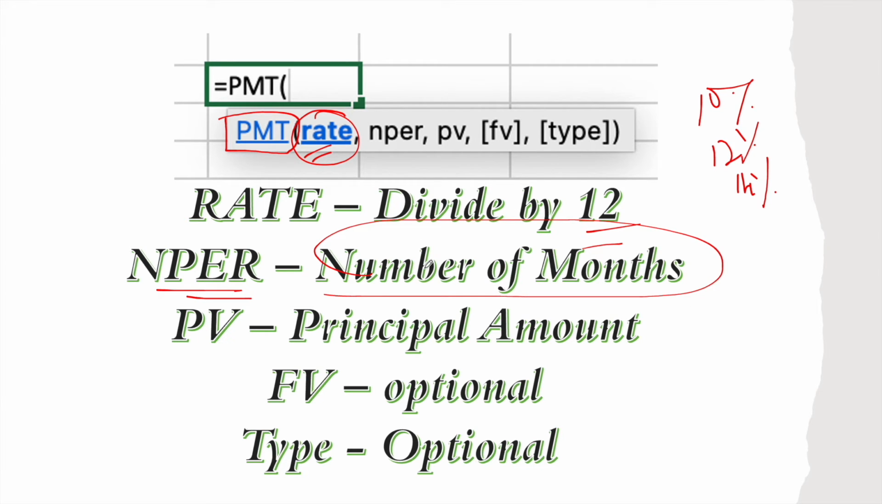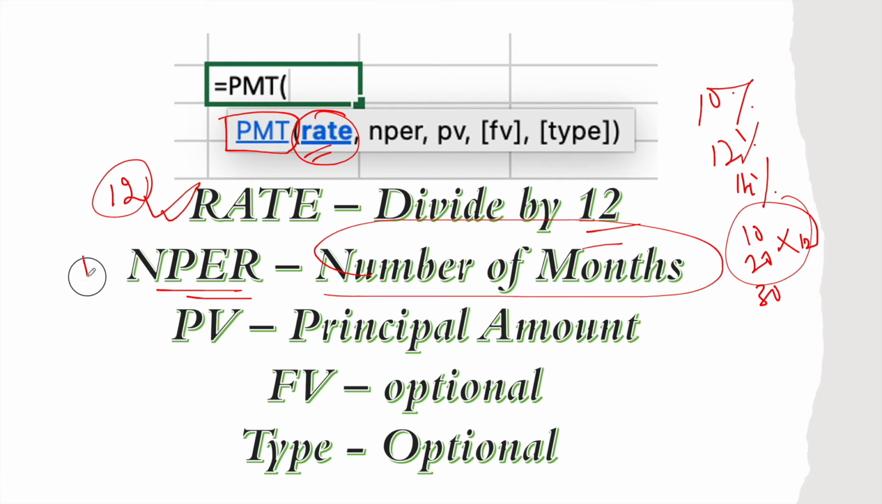Whenever you take a personal loan or any loan, car loan, home loan, generally they will say it's a 10 year loan, a 20 year loan, a 30 year loan, something like that. So what you have to do is calculate the number of months. Number of years into 12 gives you the number of months. The reason is that the rate you divided by 12 to come to a monthly rate, you have to come down to the number of months as well.